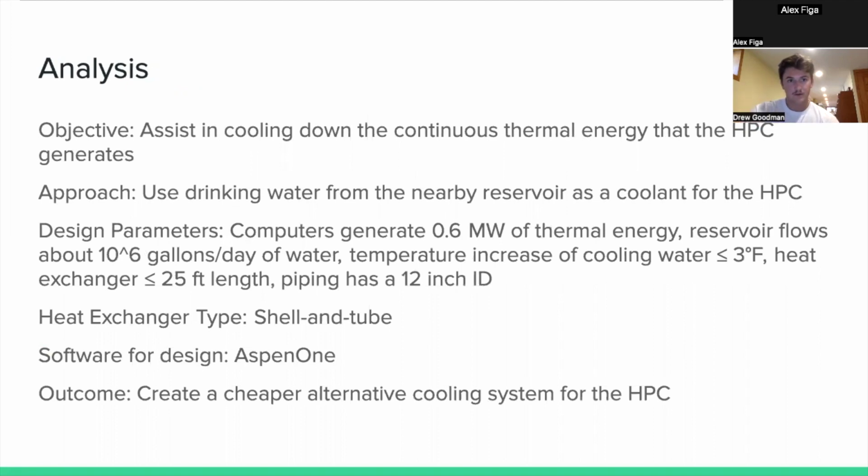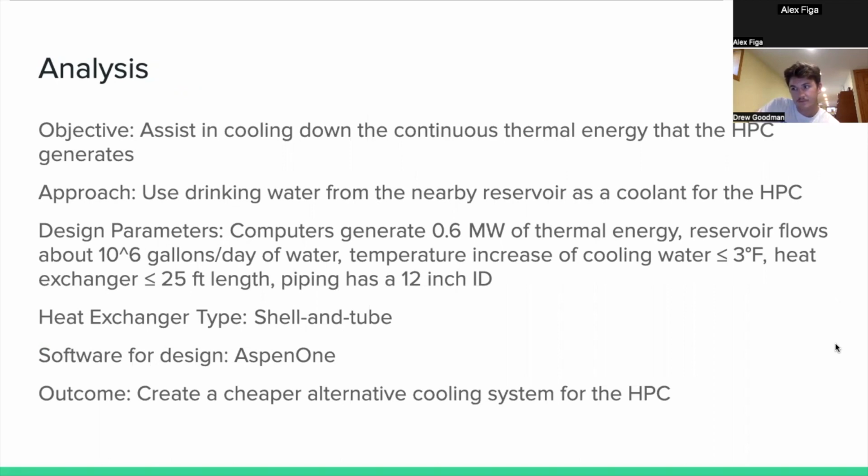So, like Drew said, instead of the costly cooling system that's already in place for the computer center, we're going to be using drinking water from a reservoir that's roughly 600 or so feet away from the engineering building. That's going to get pumped into the heat exchanger in the engineering building. And then the cooling fluid for the computer center will be cooled using the drinking water.